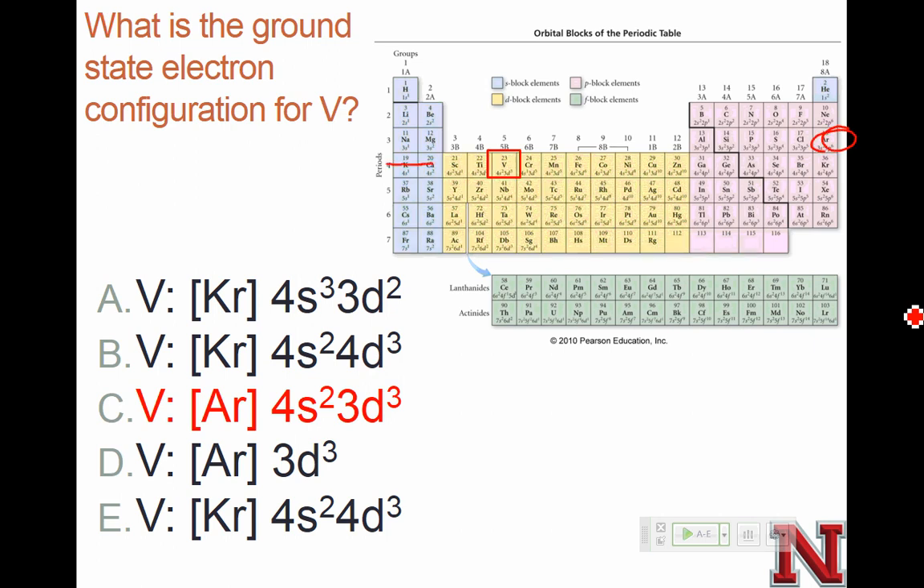Then we have to go through our 4s, so it's 4s2, and then we're in the third, so 3d3. You do include that 4s2. D is incorrect because that 4s2 is not in argon's configuration, so you can't skip it. It has to be included.